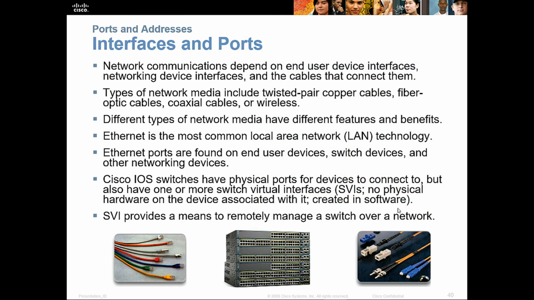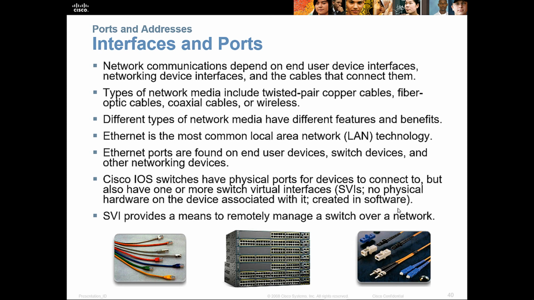So, an interface or port is the network communications point, and that's just basically how things connect to them. So there are different types of media, including copper and fiber. Now copper could be twisted pair or coax, or even wireless. Wireless is not a physical media, but it's still a networking media. And each different type has specific characteristics and pros and cons.